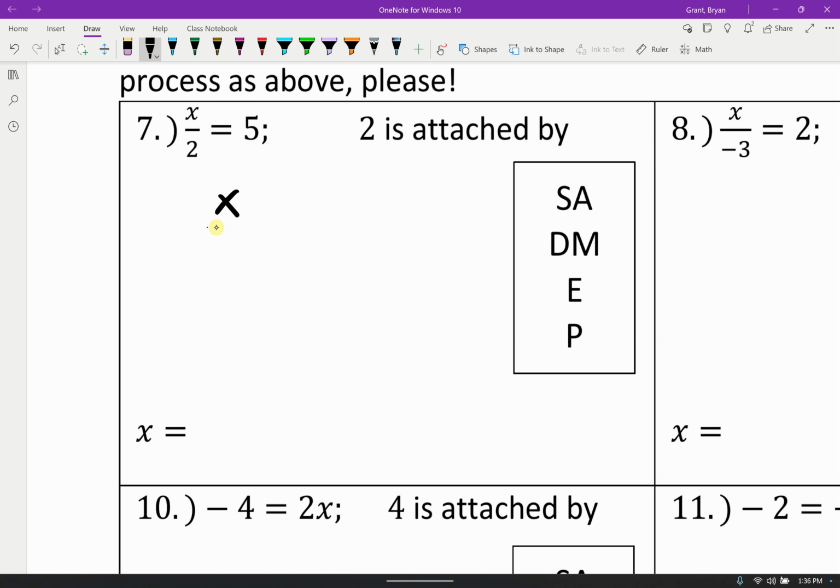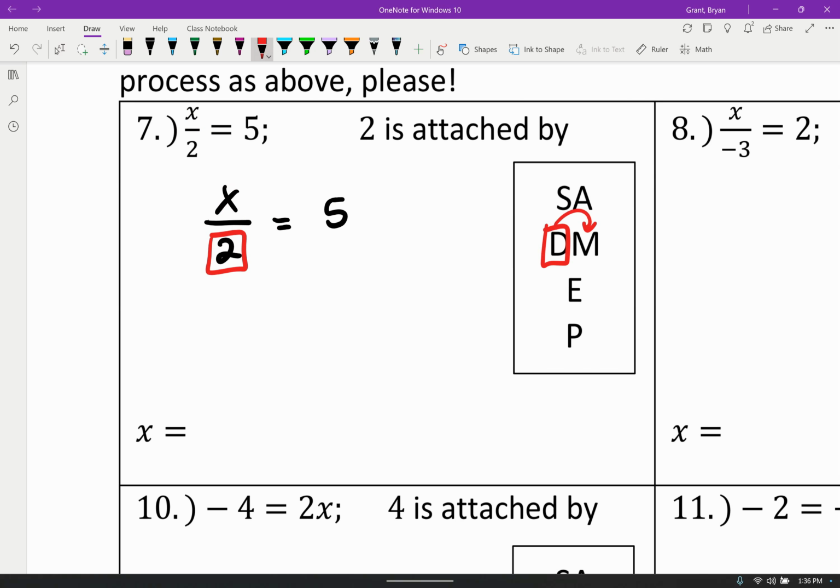Instead of saying x over 2, let's use this fraction line to mean division. And it actually says x divided by 2 equals 5. Okay? And then we're going to go through and say, okay, well, x divided by 2, that means that 2 is attached by division. Okay? So, how do we undo division?